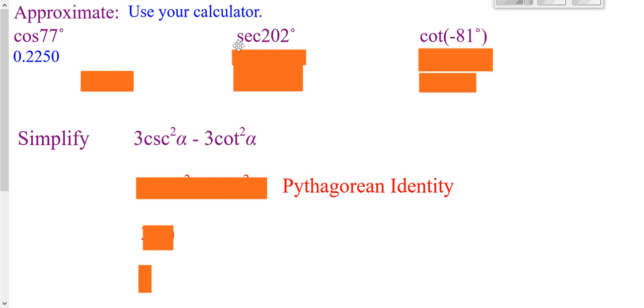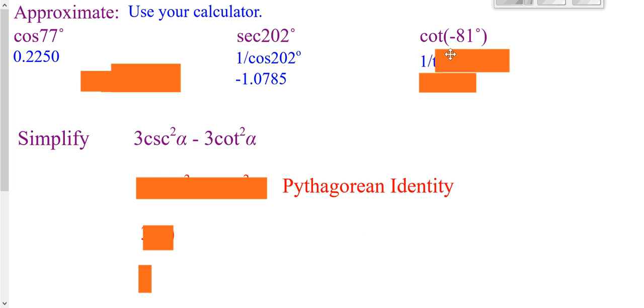Now on your calculator, you don't have a secant button. But remember, secant is 1 over cosine. So we could type in 1 over cosine 202 degrees, and then we would get this. Similarly, you do not have a cotangent button on your calculator, but you do have a tangent, and we know that cotangent is 1 over tangent. So we'll type in 1 over tangent negative 81 degrees, and we would get this. So if it says to approximate, more than likely the best way to do that is going to be using your calculator. And if you don't have a calculator, you better find one that you can borrow or buy.